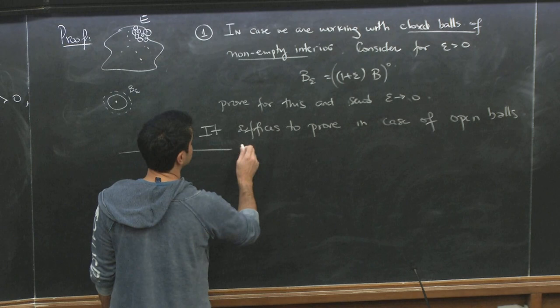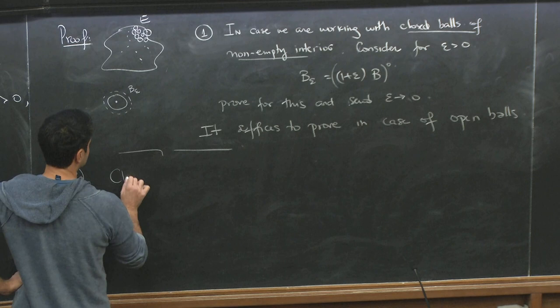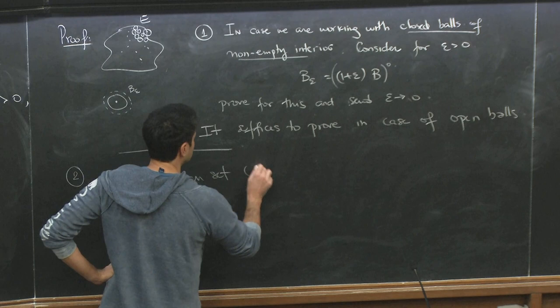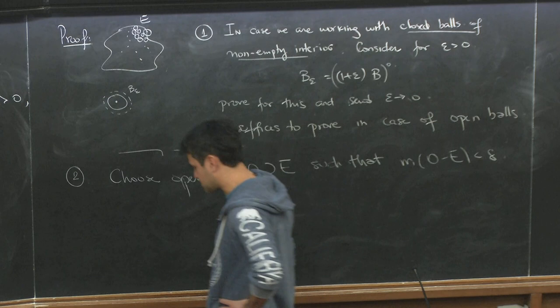The second observation is that, okay, so let me start. Given this delta, choose an open set O that contains your set E, such that the Lebesgue measure of O minus E is less than delta. Okay? So we can always do this. This is the definition of the Lebesgue measure.